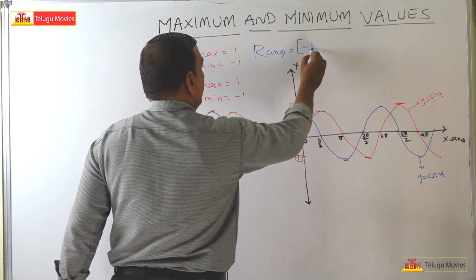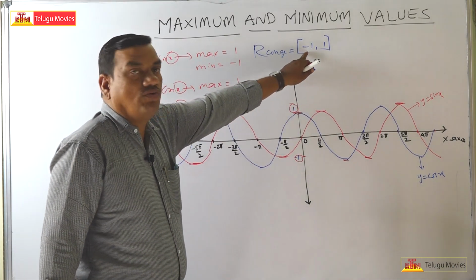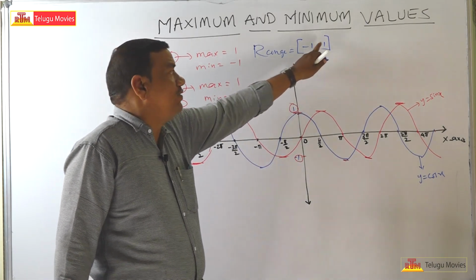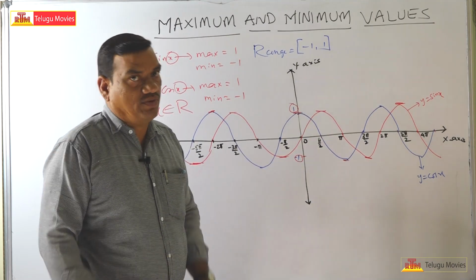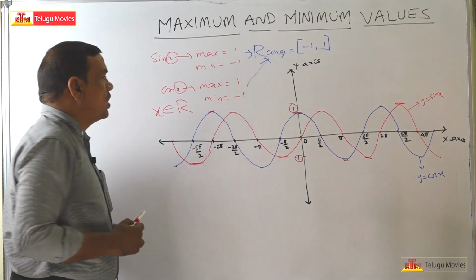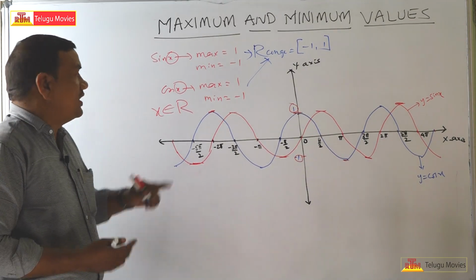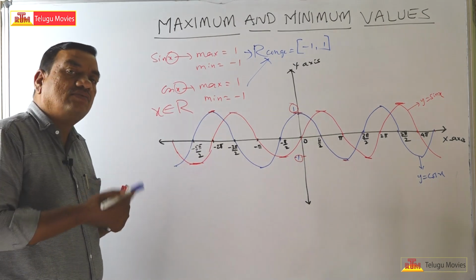Closed bracket minus 1 comma 1. In this closed bracket, first you have to write down the minimum value, next you have to write down the maximum value. For the cos function also, its range is minus 1 to 1, whatever value x takes.